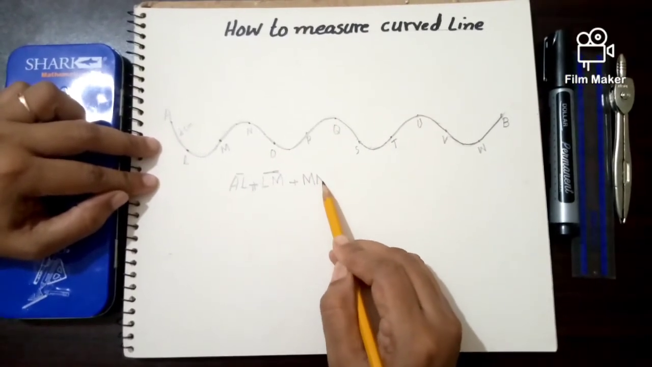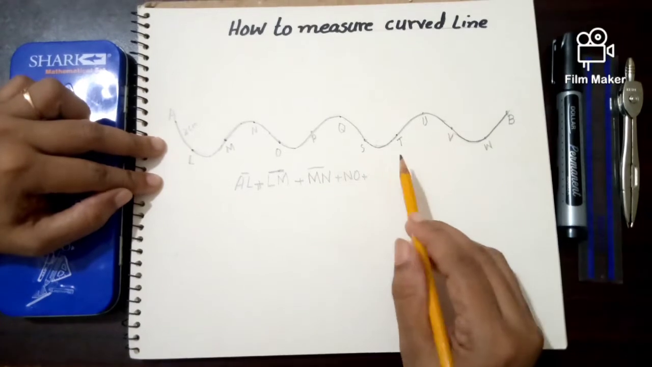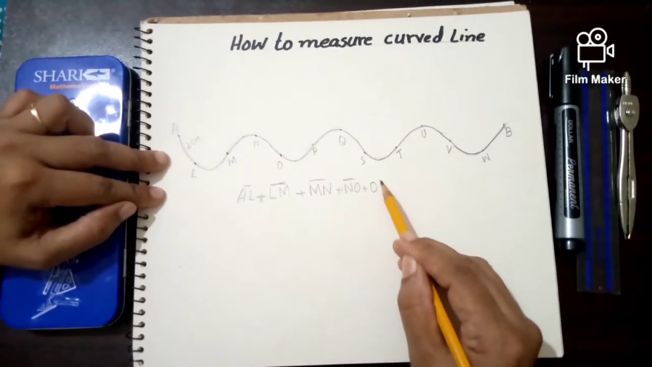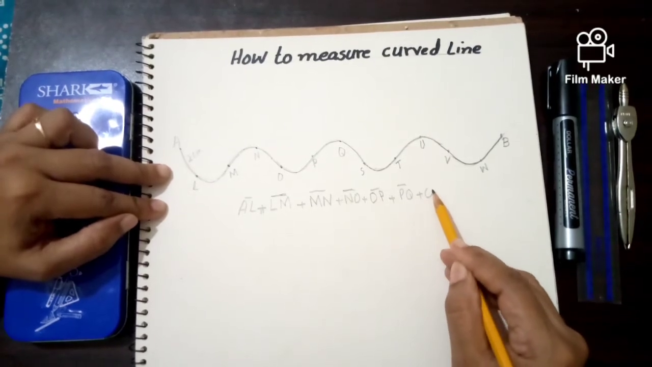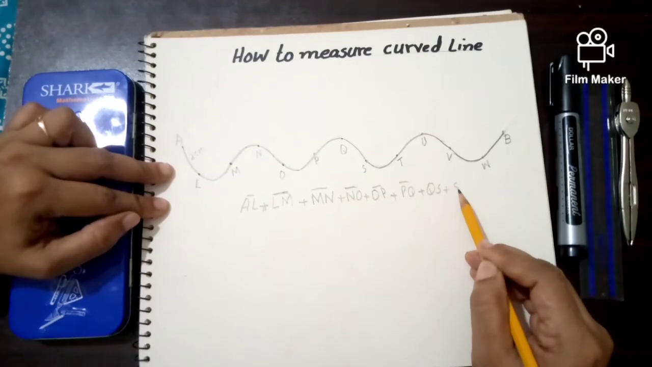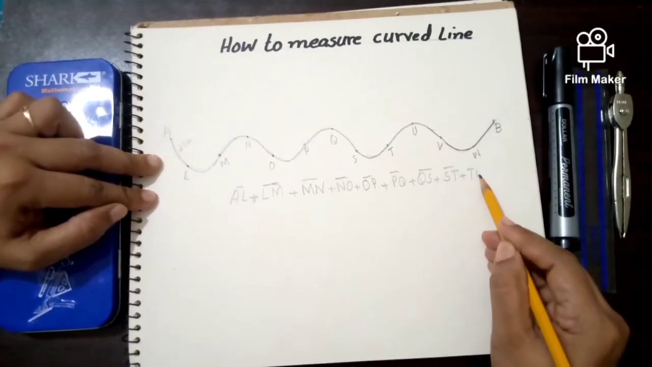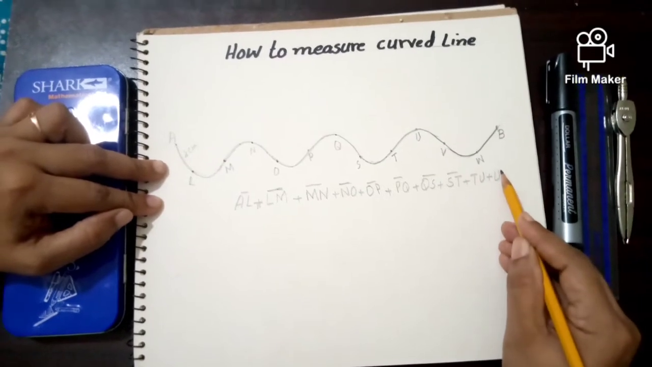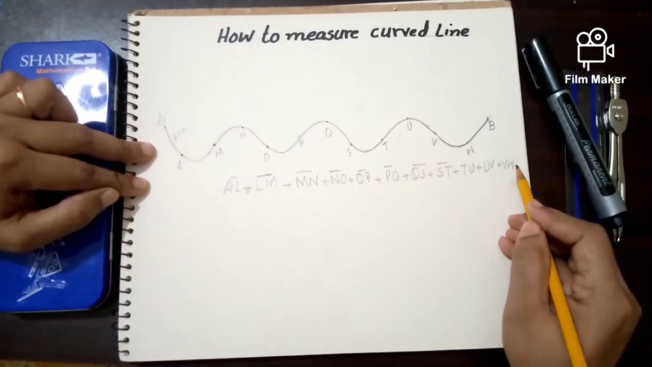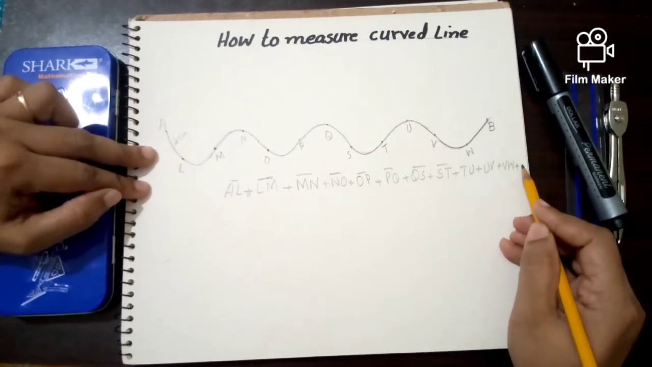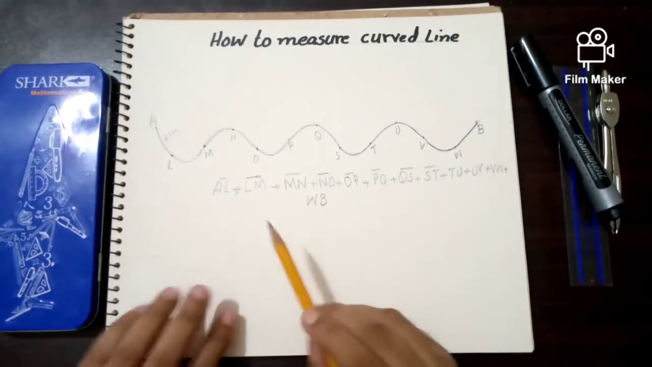LM, then MN, plus NO, plus OP, plus PQ, plus QS, plus ST, TU, plus UV, plus VW, and the last one is WB. The last length of the line is WB.